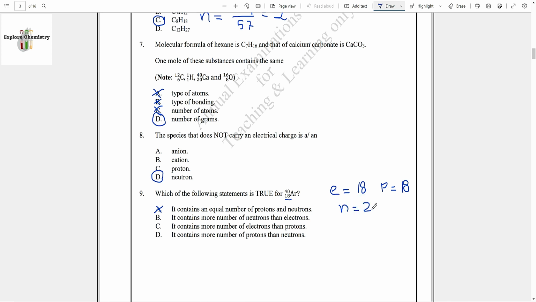The second one, it contains more number of neutrons than electrons. C says it contains more number of electrons than protons. It is wrong, because both electrons and protons are the same. D is it contains more number of protons than neutrons. This is also wrong. Neutrons are more than protons. So option B is the only correct answer.